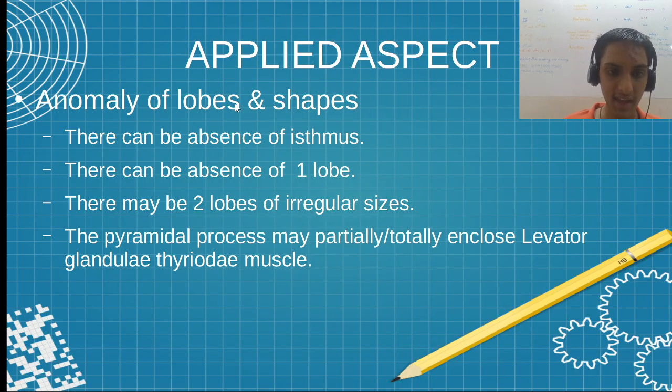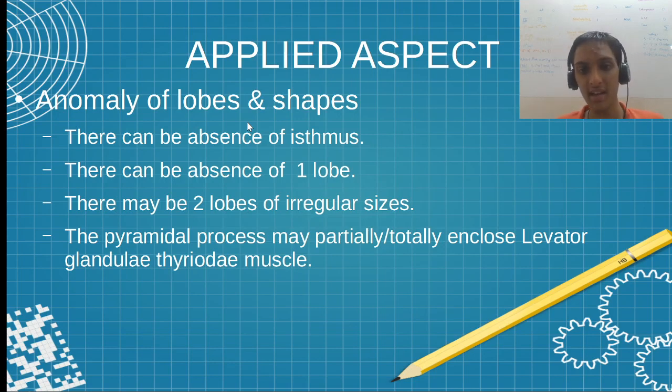Now apart from this, we can have an anomaly of the lobes and shapes. The isthmus, which is a bridge connecting the two lobes, may be absent. There can be absence of one lobe. There will be both lobes, but of irregular size, in the sense one lobe will be larger, one will be smaller. There can be absence of the pyramidal process. The pyramidal process may break up and attach to levator glandulae thyroideae, or it will partially or totally enclose the levator glandulae thyroideae muscle. This is regarding the applied aspect.